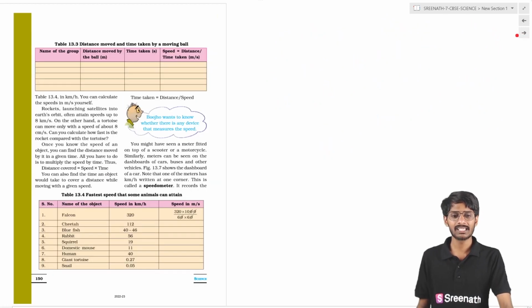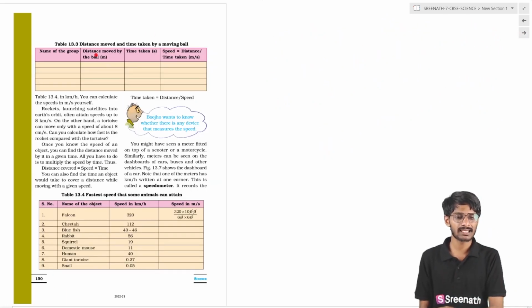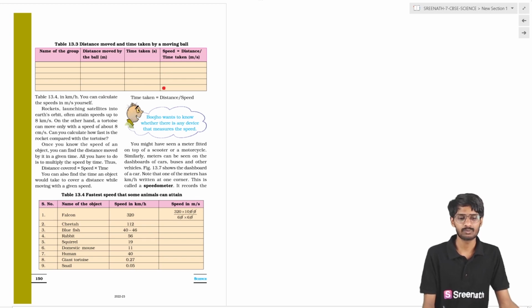This is the thing you can do on your own. Okay, students. Draw a table like this: distance moved by the ball, and time taken for it. Finally, dividing distance by time, you will get the speed, students.